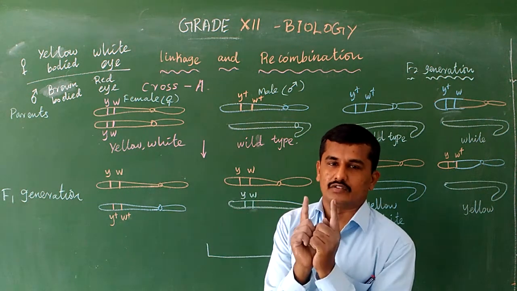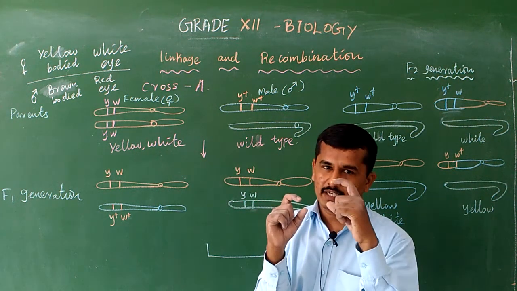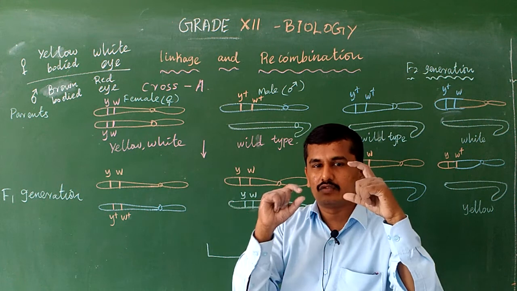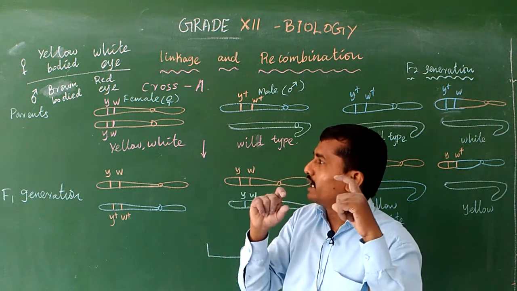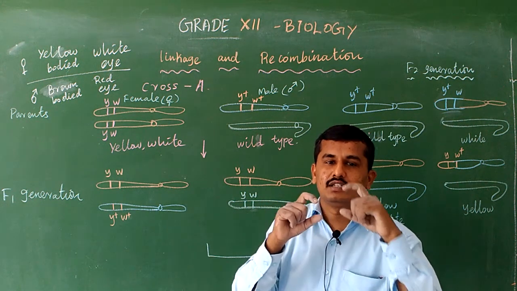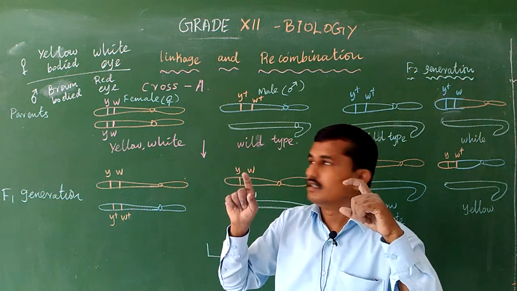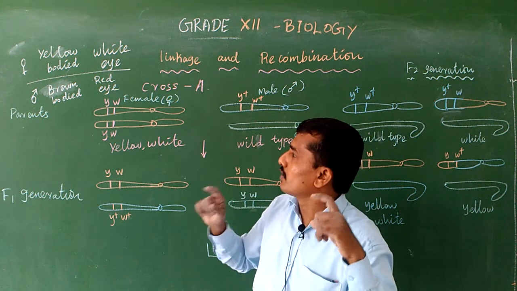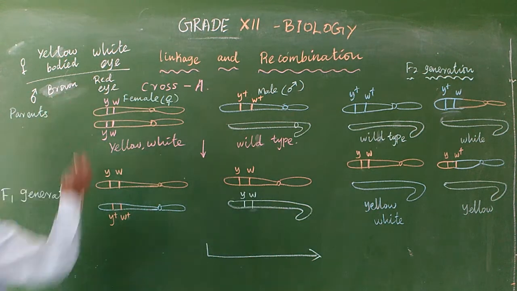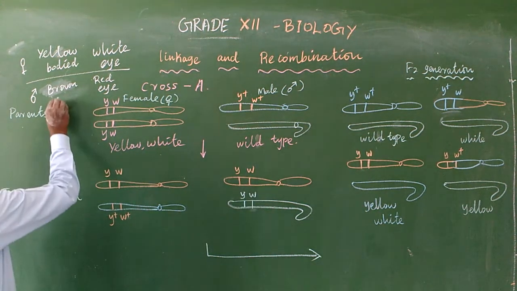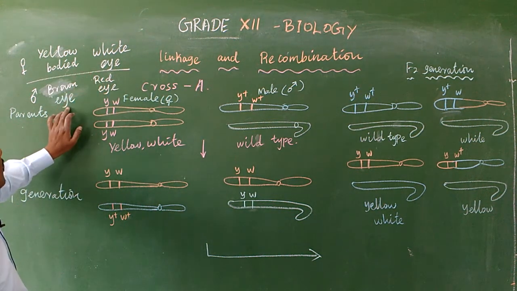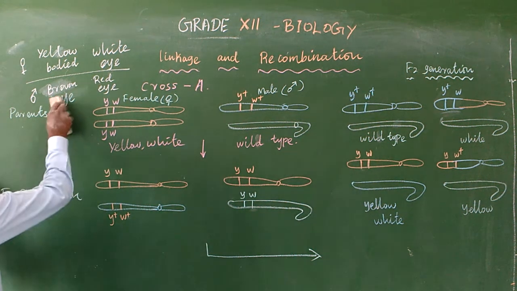We take two organisms, one female and one male. The female character is yellow bodied, white eyed, and the male, which is small, is brown bodied, red eyed. He mated the male and female. The female is yellow bodied with a brown eye; it is not brown bodied, it is a brown eye. So the female is yellow bodied, white eyed, and the male is brown bodied.